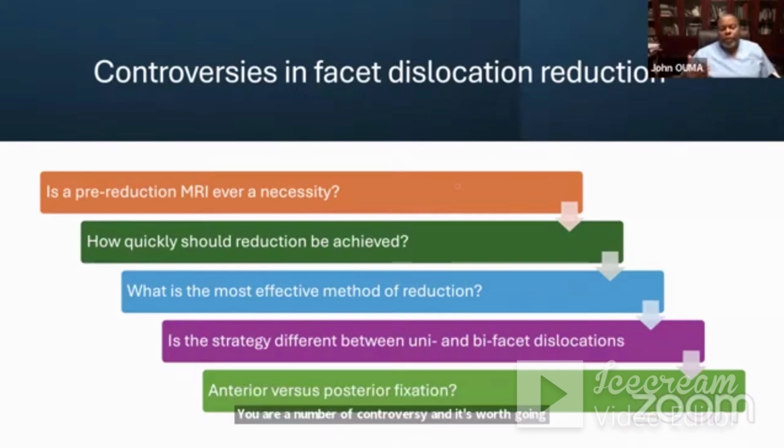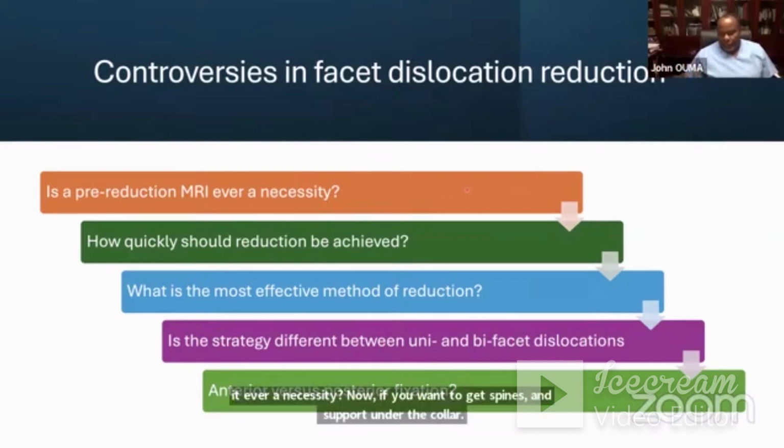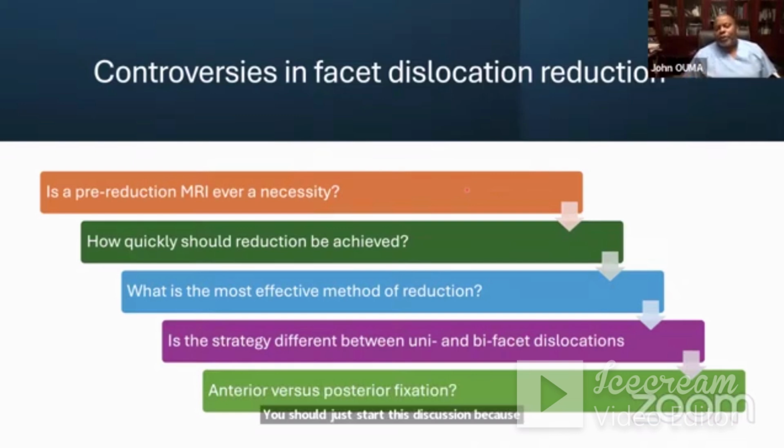The first one is the question of a pre-reduction MRI. Is it ever a necessity? Now, if you want to get spine surgeons hot under the collar, you should just start this discussion, because people tend to have very strong positions on either side. And I think the truth is perhaps somewhere in between.